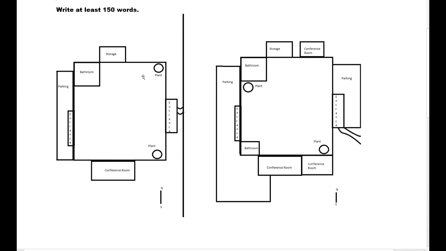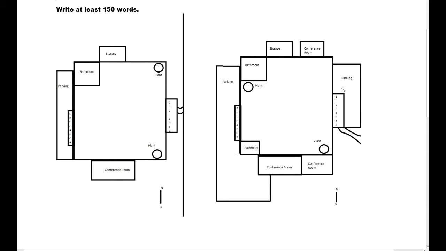Again, all key features need to be identified. So notice we have a larger parking lot. We have the same entrance. We have a new bathroom. More conference rooms. 2 more conference rooms. This plant's the same. 1 plant moved, so I need to mention that. Storage is the same.